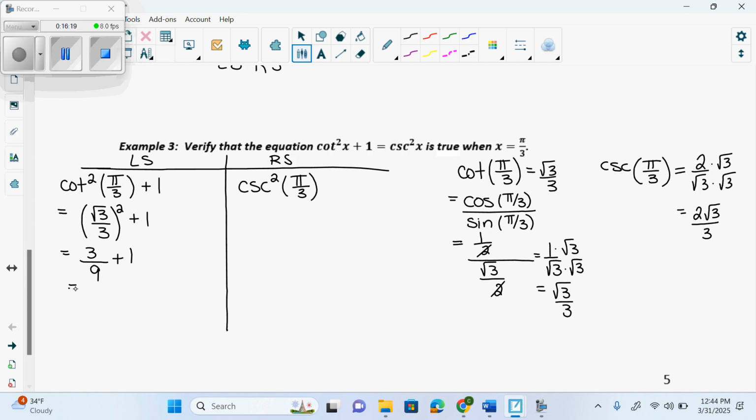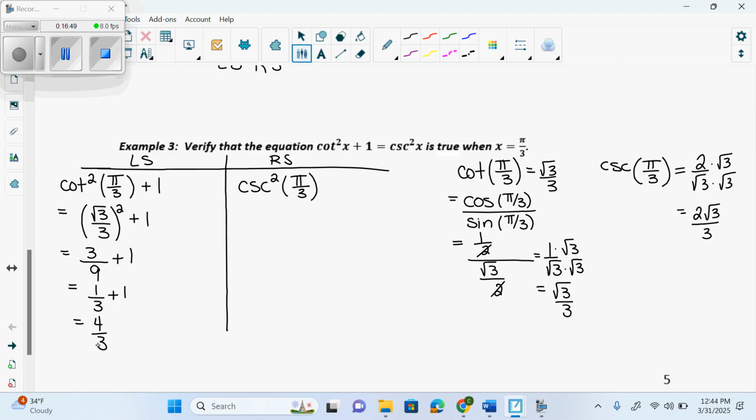3 over 9 is a third plus 1. Then we have to change the 1 into being over 3, right? Or you could type it into your calculator. It'll give you an answer. A third plus 1 is 4 thirds. If you went from a third to 4 thirds like this, I don't care. That's good enough. Or from this step to this step, it's fine. You could change the 1 to 3 over 3, and then it would be 4 thirds.